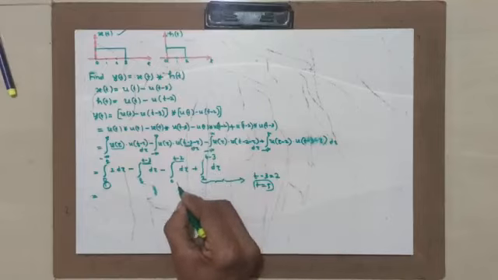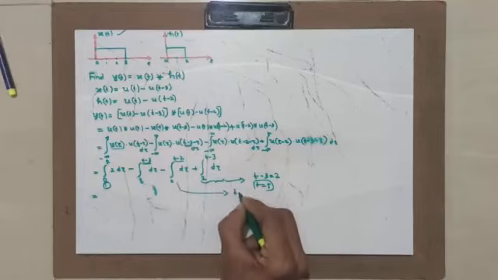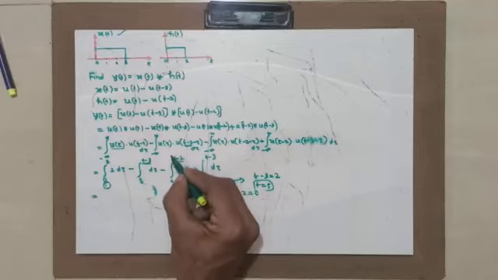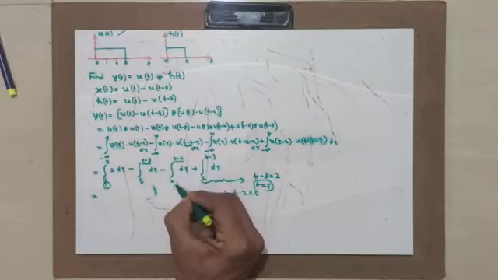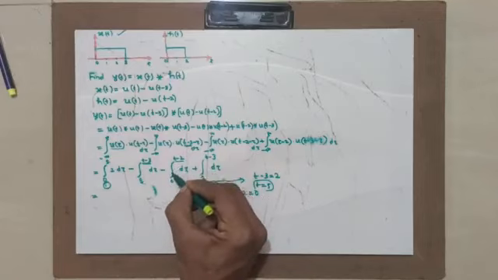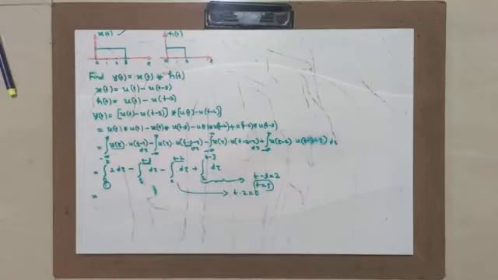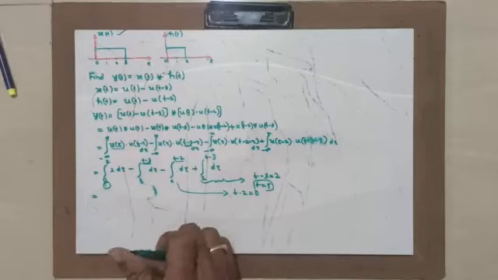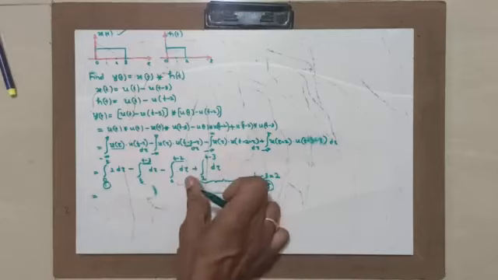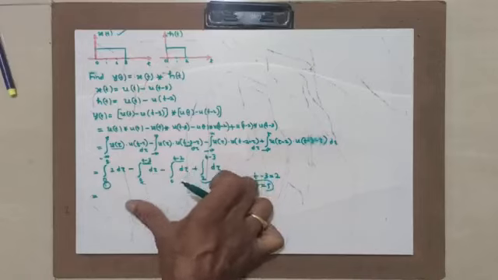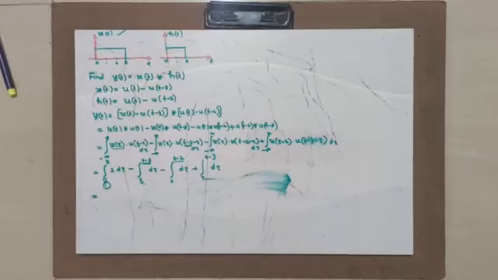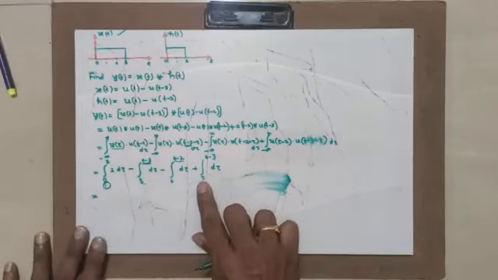Similarly, what about this one, t minus 2 equal to 0? It is very easy to find. You equate the upper limit to the lower limit, and you will get the point where your integration starts. Hence, if you analyze this, you can rearrange the terms here.